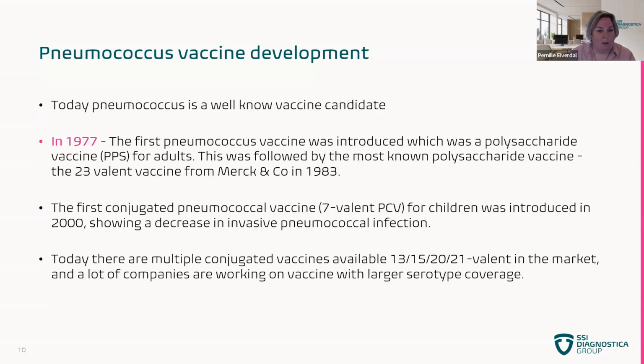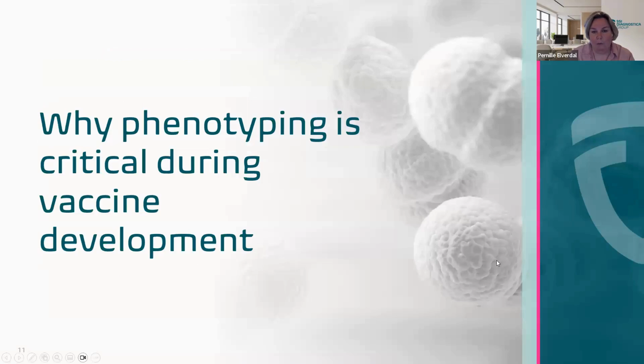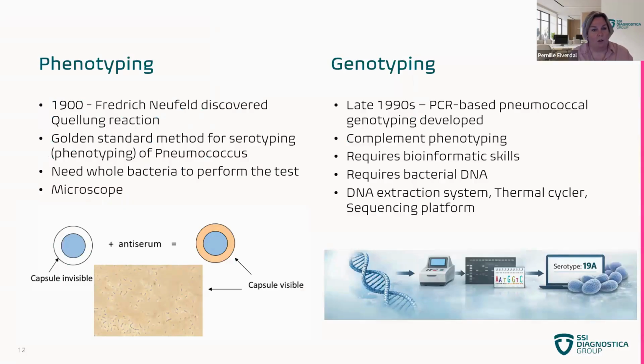Then I will move into the phenotypic way. So why is phenotypic critical for your vaccine development? Here I'm going to give you a short introduction to the two main methods being used around the world within the surveillance industry. First you have the phenotypic method for pneumococcus. Back in the 19th century, Frederick Neufeld discovered the Quellung reaction, which is a microscopic method. And it's actually the one considered today to be the gold standard method for phenotypic typing of pneumococcus.